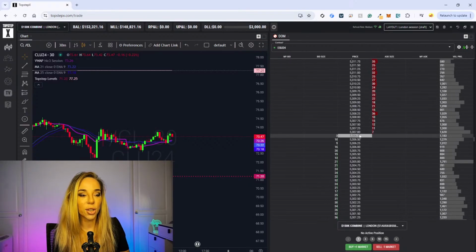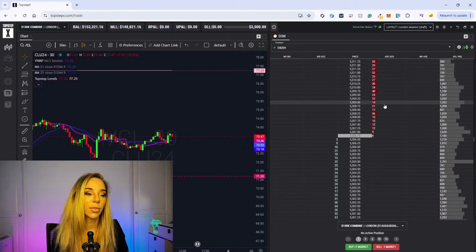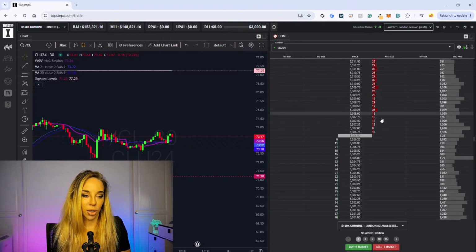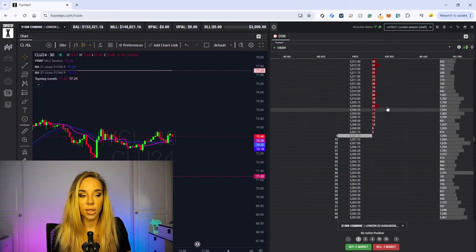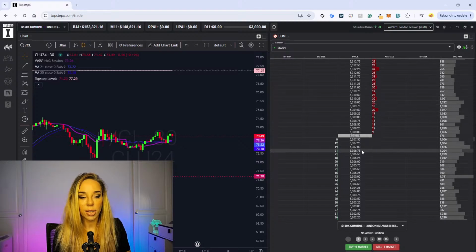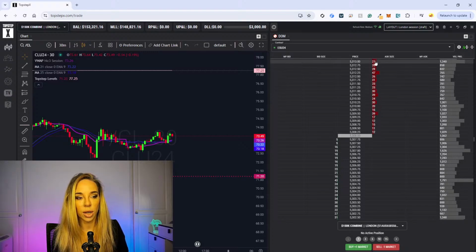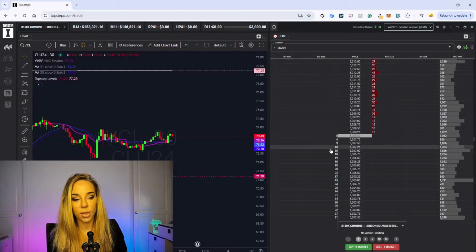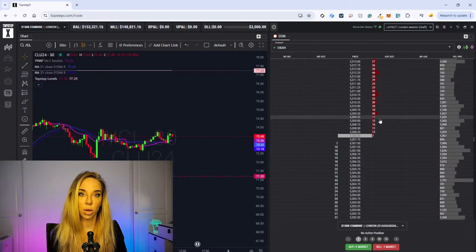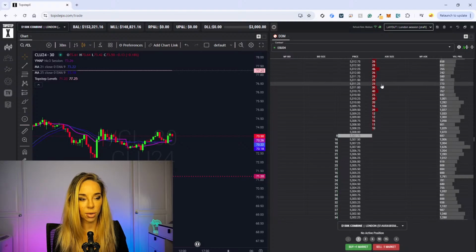All right, so if I show you the ES chart, the ES DOM, you can see that the difference is pretty staggering. Now, this is actually pretty thin for ES in general. Usually there's about 80, 100, 120. So while this is still a thicker market, this is very unusual. And it kind of looks more like the crude oil ladder rather than the ES ladder at the moment.